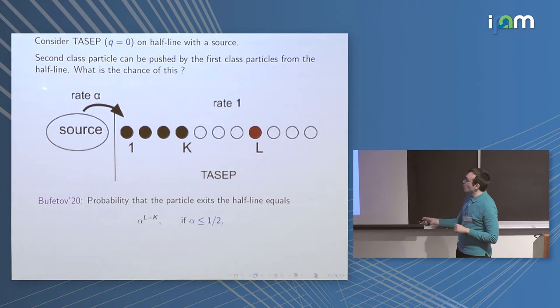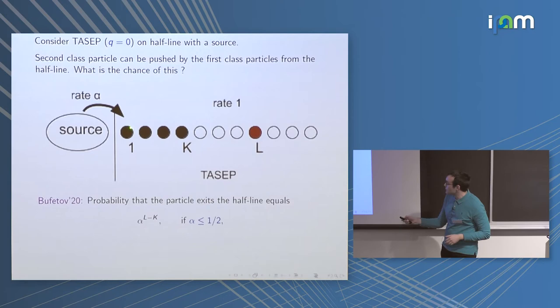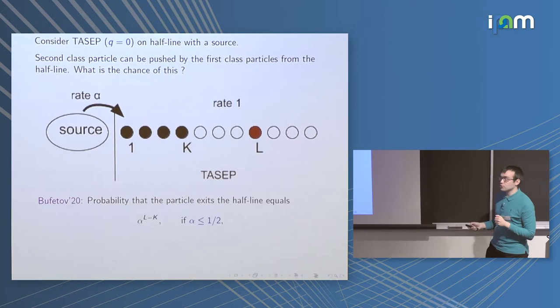I also have a second class particle in the system, and the rule is as follows. The second class particle interacts with first class particles as before. If the second class particle is at position 1 and the source produces a first class particle, then it is replaced by a first class particle, and the second class particle disappears from the system. So that's a special rule for the source.